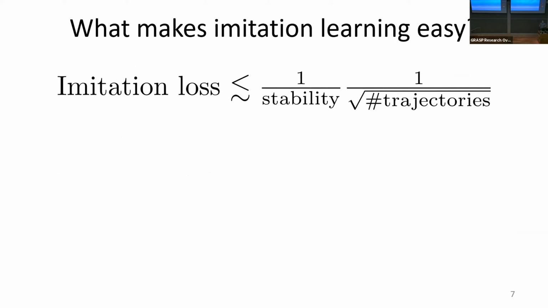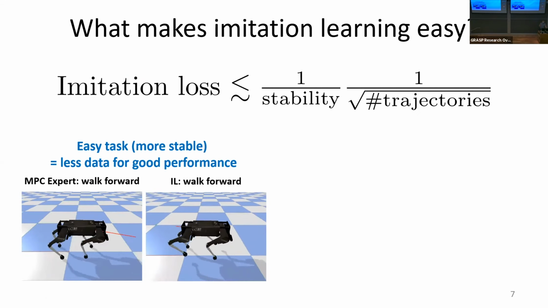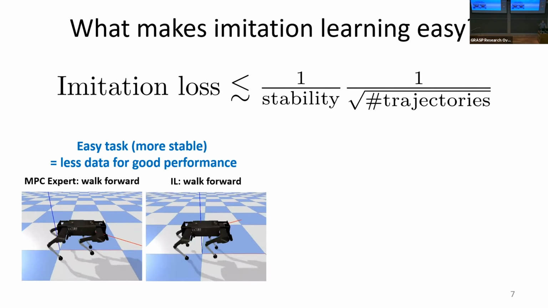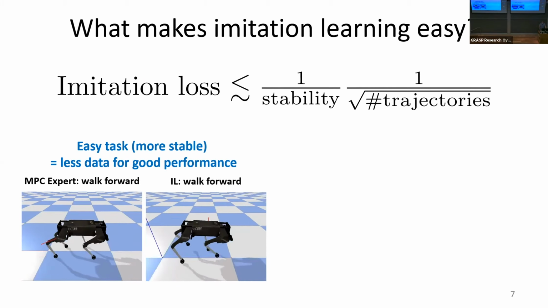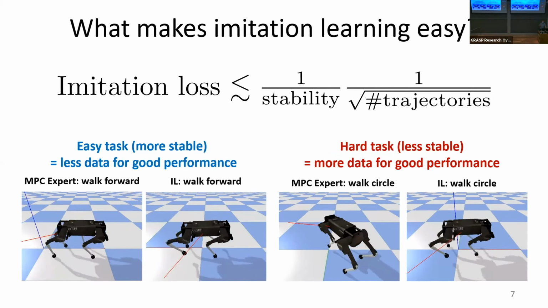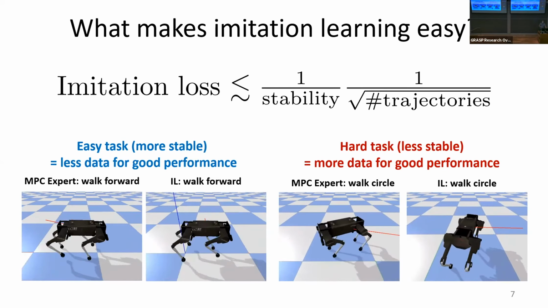So this tells me how much data I need to ensure good performance as a function of the underlying properties of my system. And so we can quantifiably explain now why easy tasks, in this case a quadrupedal robot walking forward, can be learned easily with a little bit of data. Whereas if I try to do a hard task, here I'm trying to imitate an NPC expert that's walking in a circle, I need a lot more data.